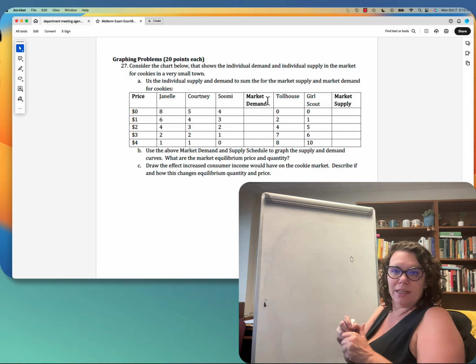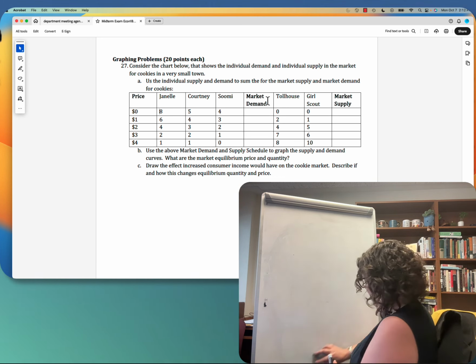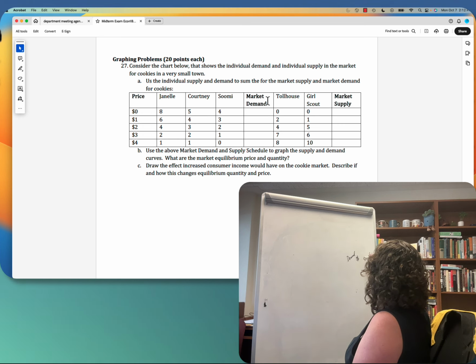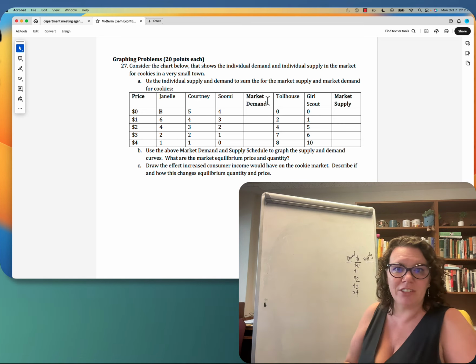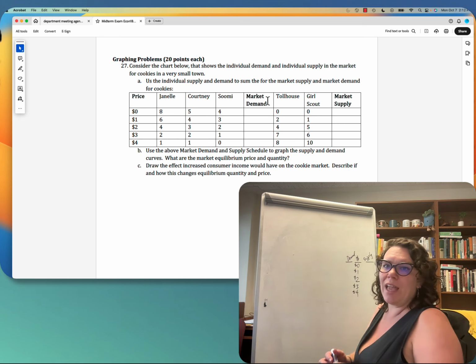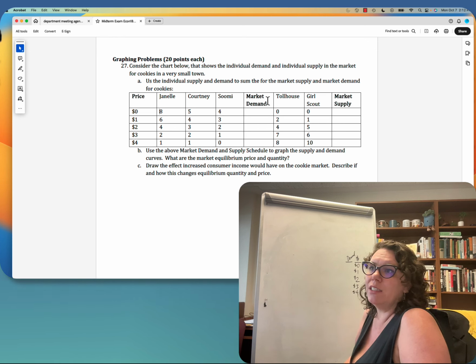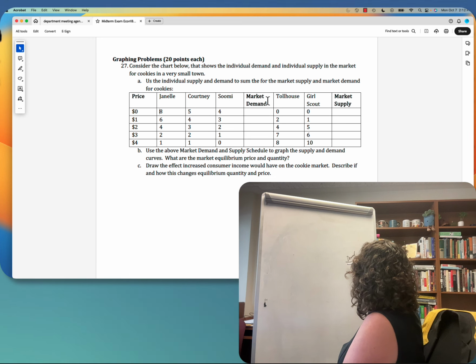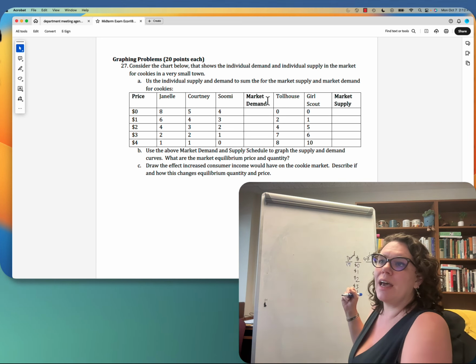So that we end up with a market demand and a market supply schedule that looks like this. And I'm going to put price here, and I'll put demand here, and supply here, and I'll just put the totals in. So we start out with $0, 1, 2, 3, 4. And I tried to keep it simple so you didn't have to do a ton of graphing. So when we add up, we see that Janelle wants 8, Courtney wants 5, Sumi wants 4, so that gives us a market demand of 17 cookies at a price of $1.